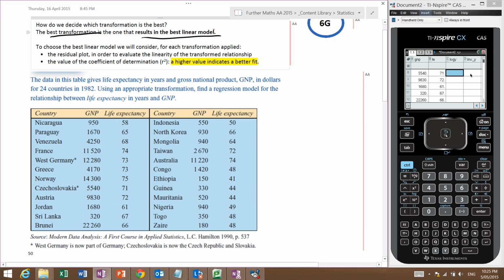Okay, so when we do that, what we need to do with each transformation is firstly do a residual plot. This evaluates the linearity and tells us whether it's linear. If we've got two or three transformations and two of them are linear, we look at the R squared. Whichever gives us the higher value indicates a better fit.